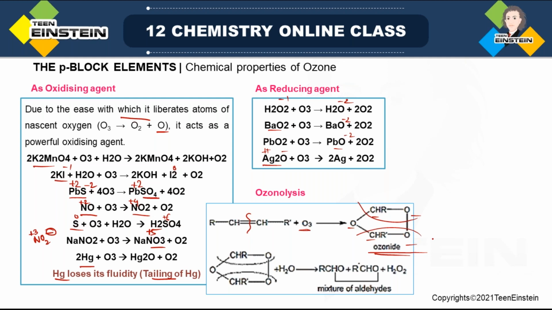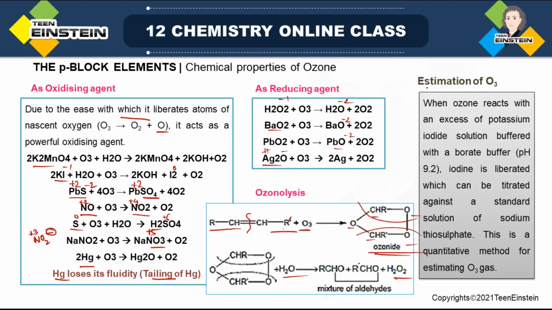In this step we will get 2 aldehydes. One is RCHO, another one is R'CHO. So from both sides we are getting 2 different aldehydes. That is why it is a mixture of aldehydes, because the R group is different. If it is the same R group, then it will be the same aldehyde. Okay. And H2O2, that means H2O is converted to H2O. So in this way we can cleave the C=C double bond by ozonolysis reaction, that is using O3.